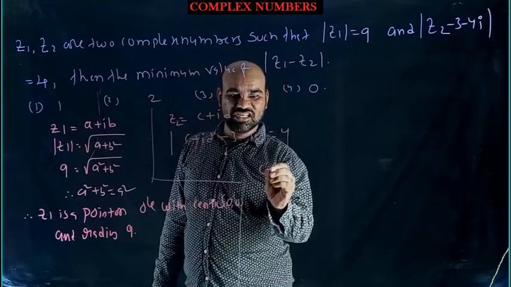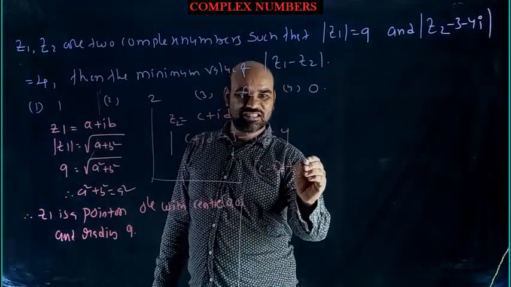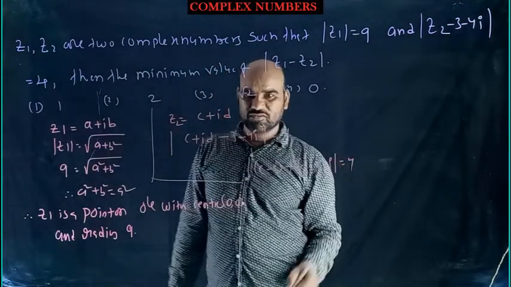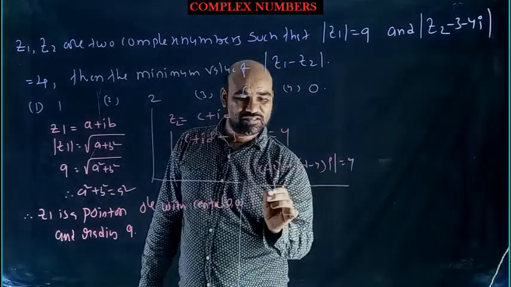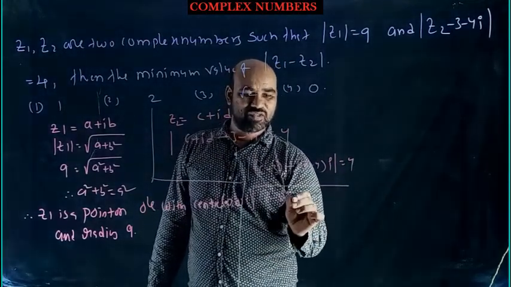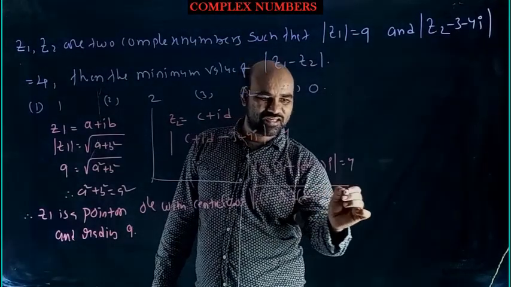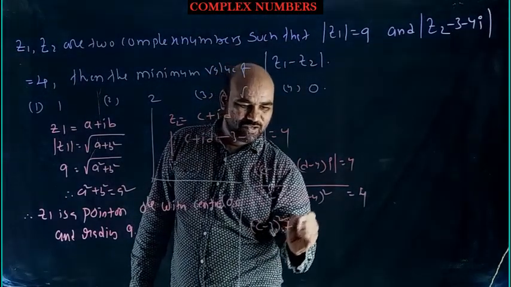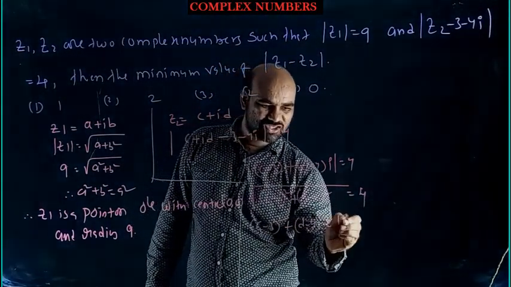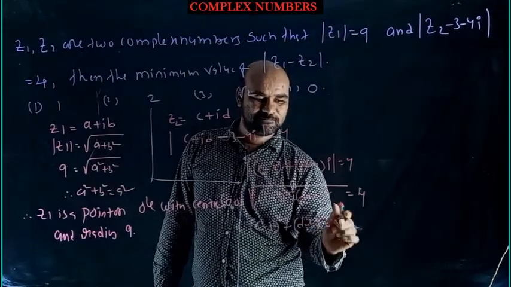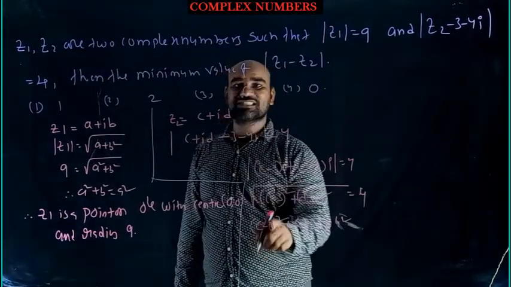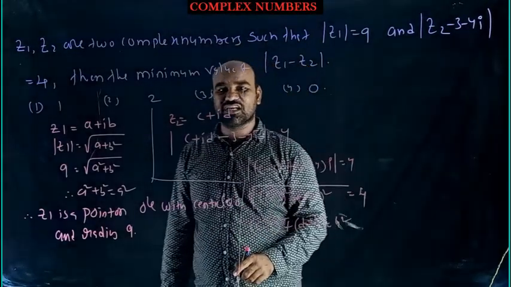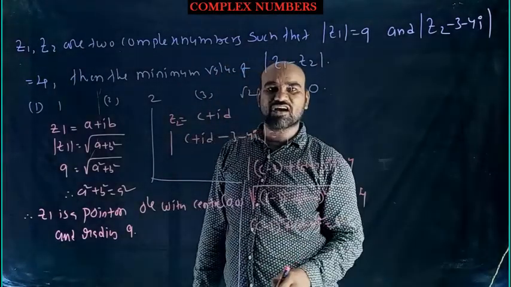This is nothing but (C minus 3) plus (D minus 4) iota equal to 4. This is nothing but root over (C minus 3) square plus (D minus 4) square equal to 4. In other words, I can say that (C minus 3) square plus (D minus 4) whole square equal to 16, or we can say 4 square. Interesting. (X minus alpha) whole square plus (y minus beta) whole square equal to r square is the equation of a circle whose center is (alpha, beta) and radius is r.